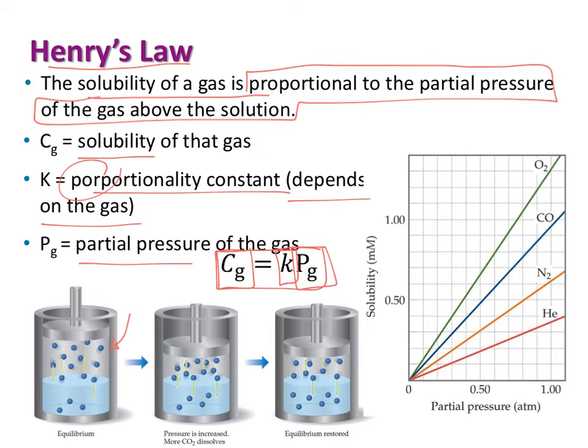I want you to look at this graph right here and how, as pressure increases, let's say when we go from 0 to 1, the pressure is increasing. If we take a look at nitrogen, when we start at 0, the solubility is very low, and when we increase to 1, we see that the solubility is higher. So the higher the pressure, the greater the solubility that you will have.